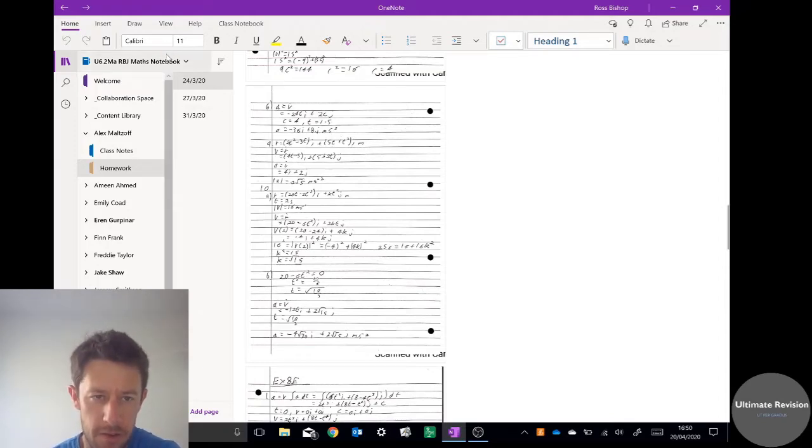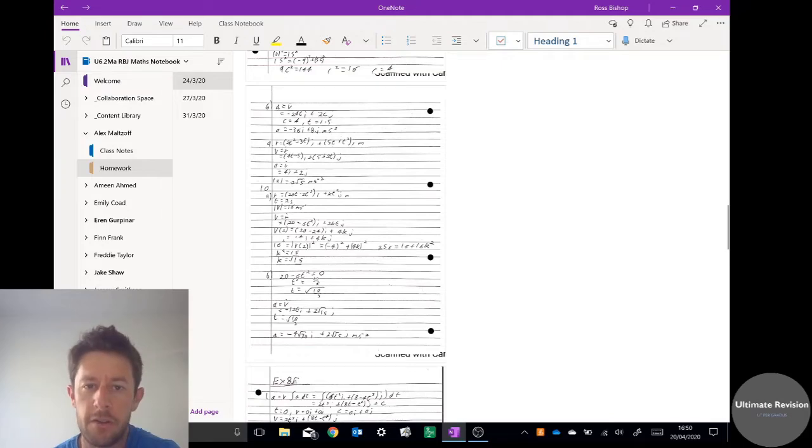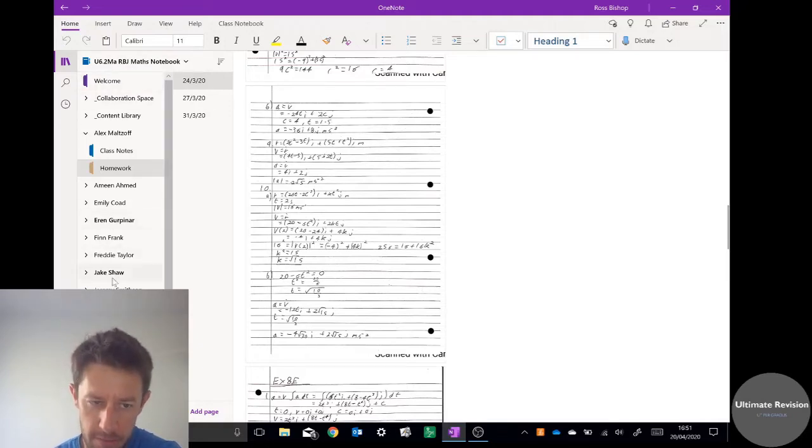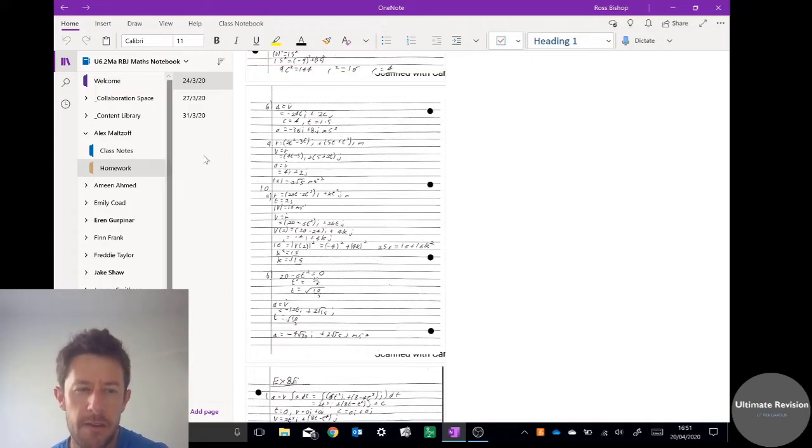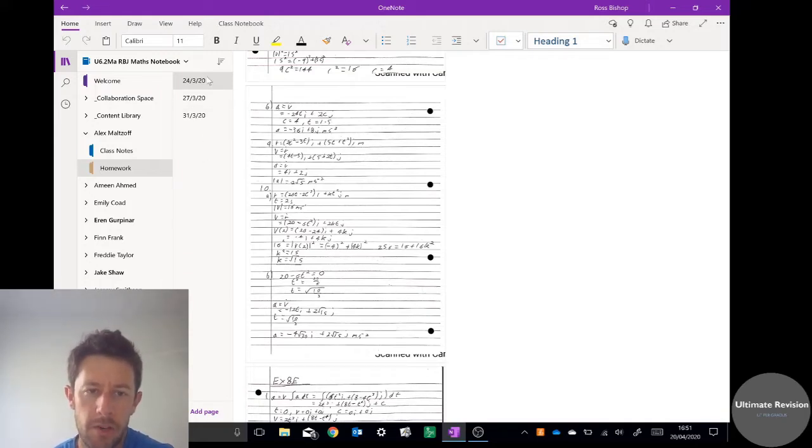Now, in terms of using OneNote, I know a lot of you are doing this really well, but I just wanted to give you a few tips and a few things I'd like you to do this half term to make your page look really nice and neat. This is a good example. This is not our class, this is Year 13.